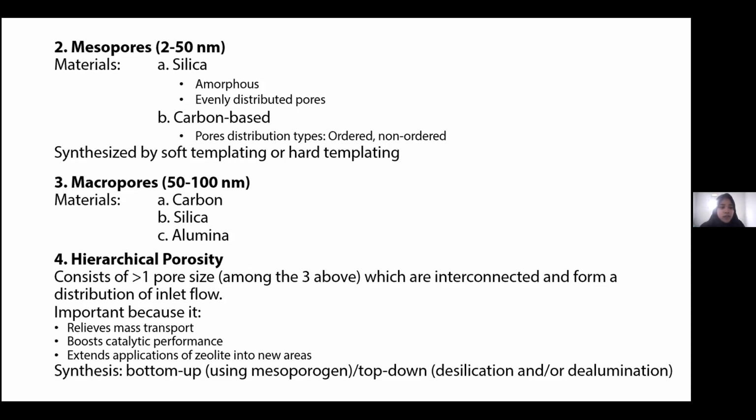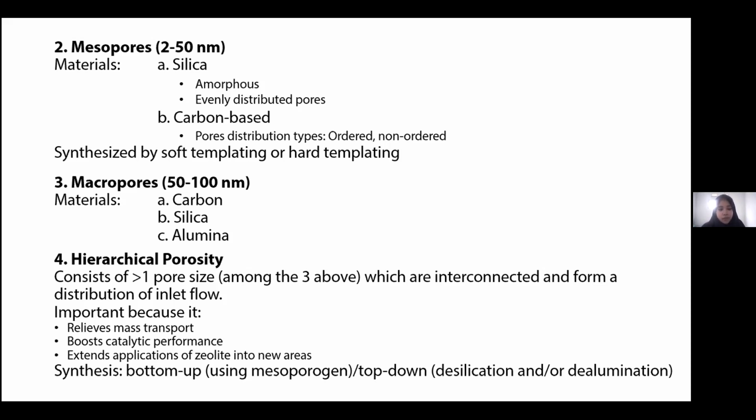Then the third one is macropores. It has 50 to 100 nanometer size. It can be formed from carbon or silica or alumina. And the last one is hierarchical porosity. It means it consists of more than one pore size among the 3 above. It can be micropores, mesopores, or macropores, which are interconnected and form a distribution of inlet flow.